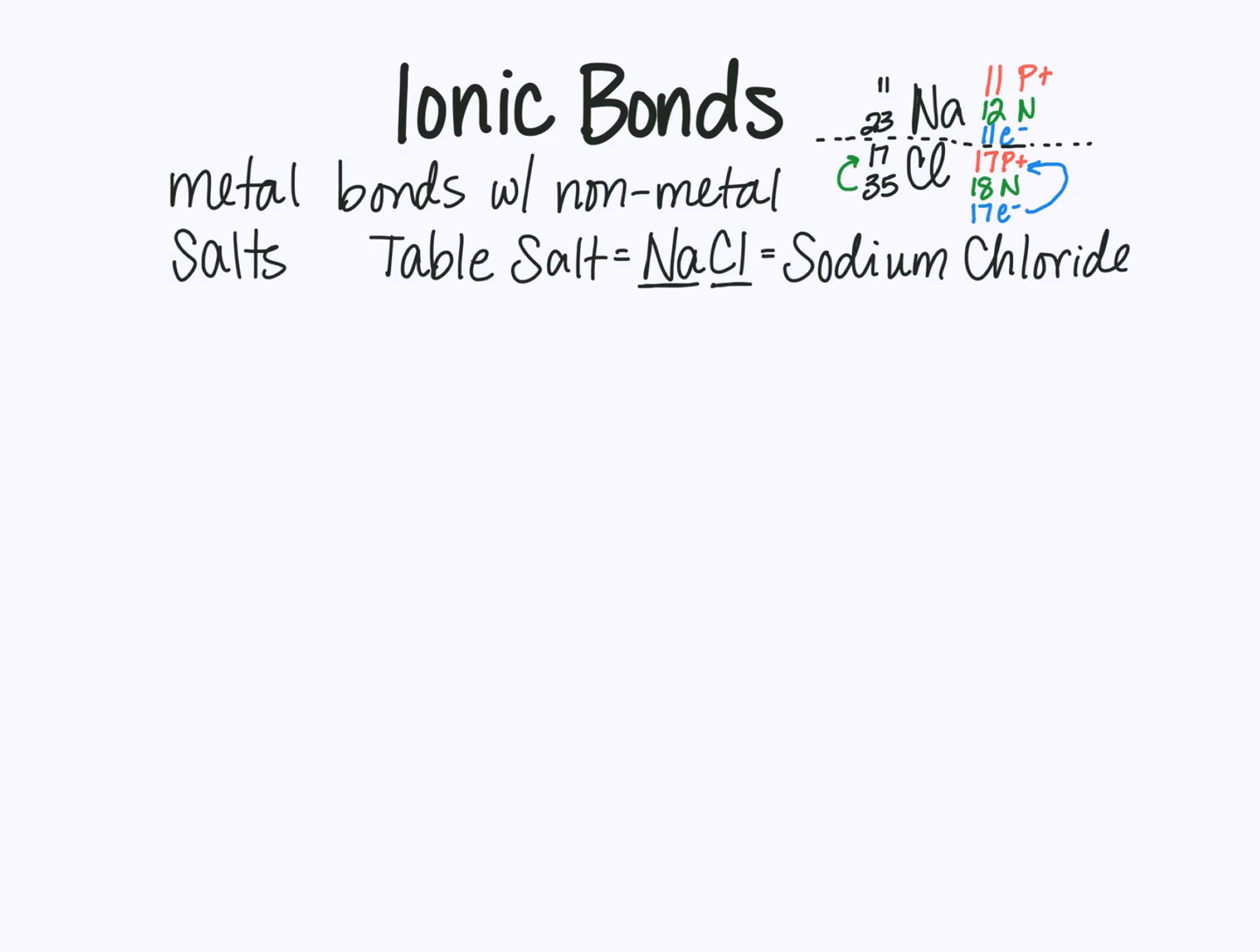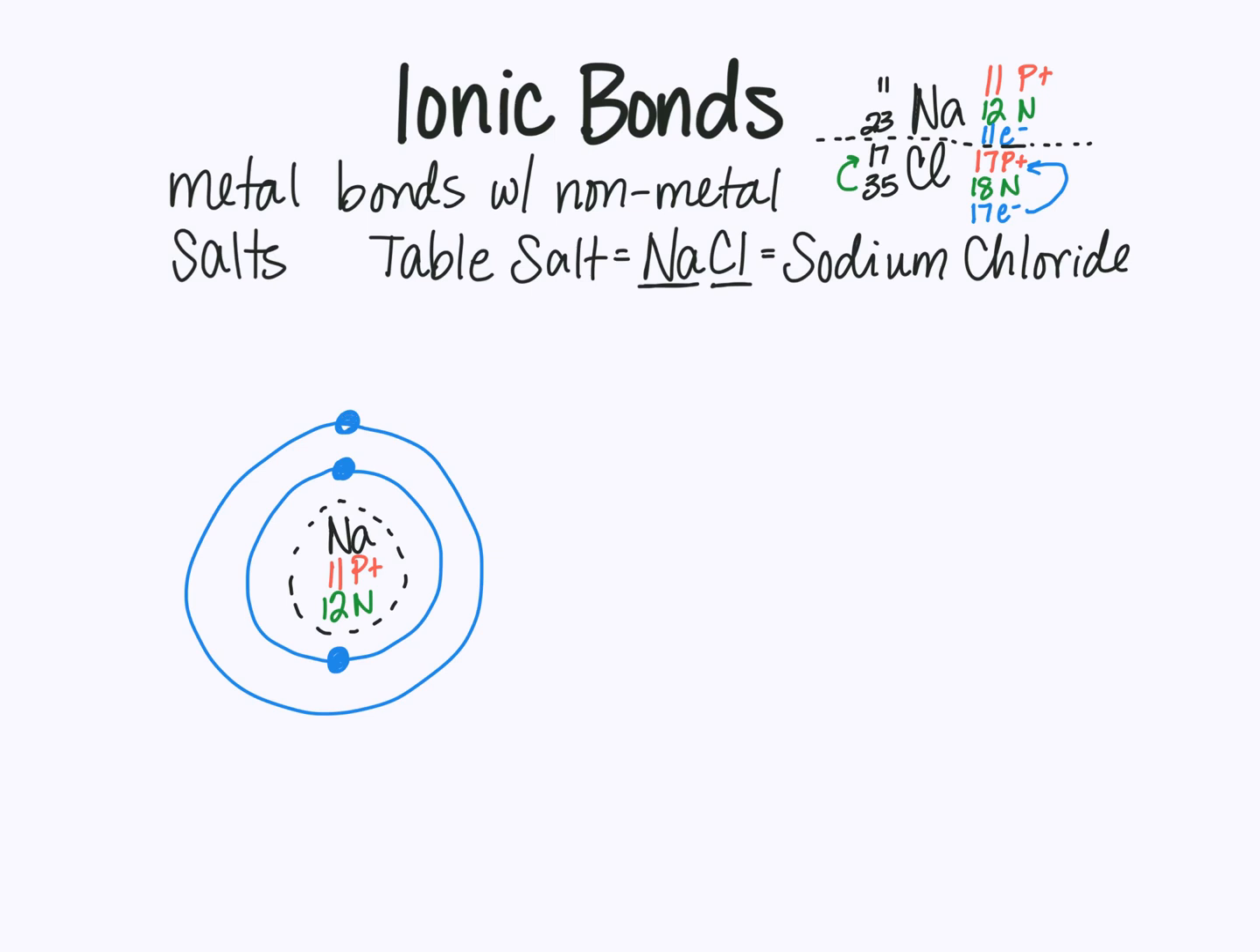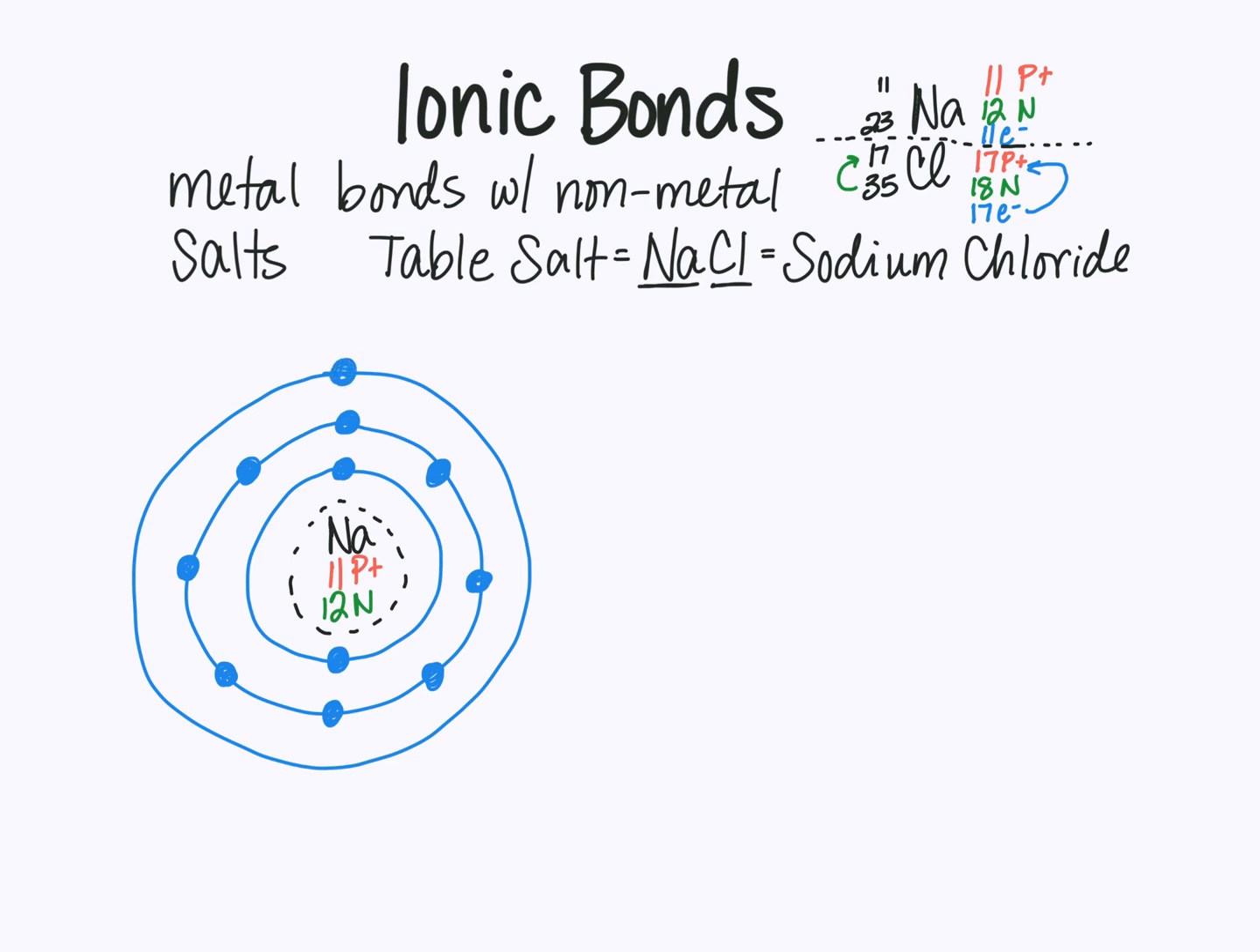So let's start by drawing a model of an atom of sodium. So if we take our sodium, we would put our 11 protons in the nucleus along with the 12 neutrons. We would then put our 11 electrons into the orbitals. So our first orbital would have 2 electrons. Our second orbital would have 8. But that only gives us 10 electrons, and so sodium needs a third electron shell, which is going to have just 1 electron in it.